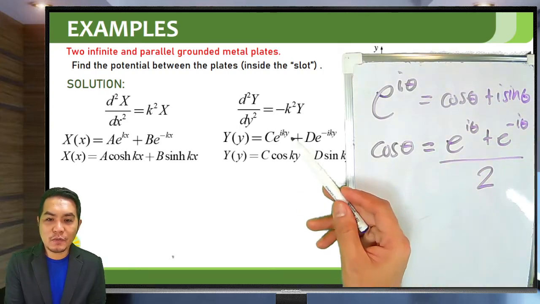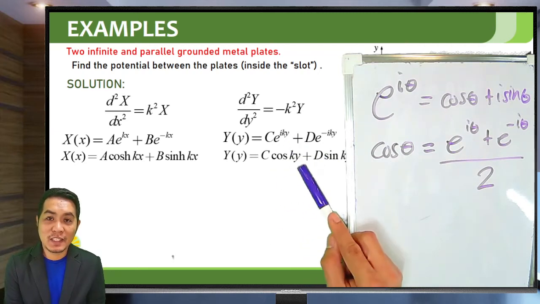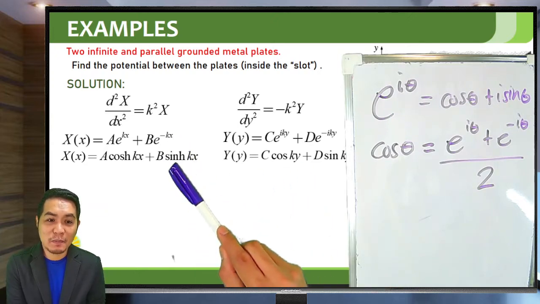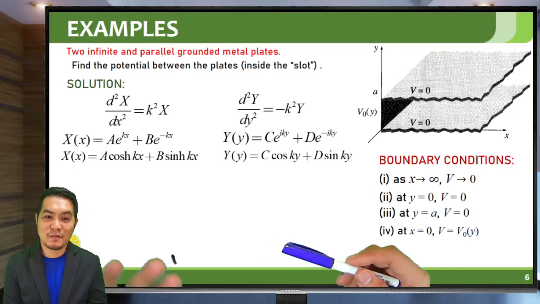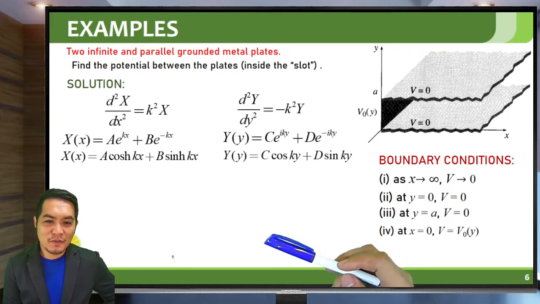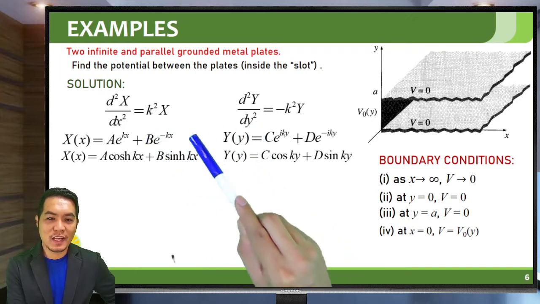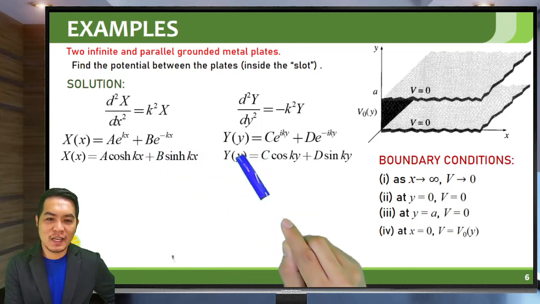So basically, these two solutions are just the same. It's just the exponential form, and this is the sinusoidal form. Similarly, for the x here, this is the exponential form, and this is the hyperbolic form. Okay. So you will notice for a two-dimensional Laplace equation problem, you can have 4 possible combinations. So you can combine this x and this y, or this x and this y, and similarly this x and this y, or this x and this y.